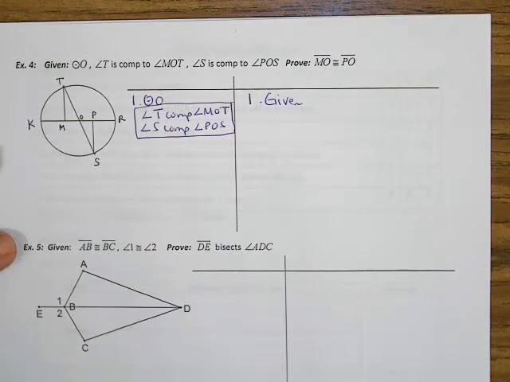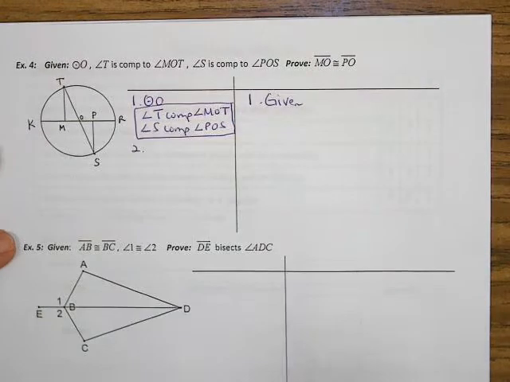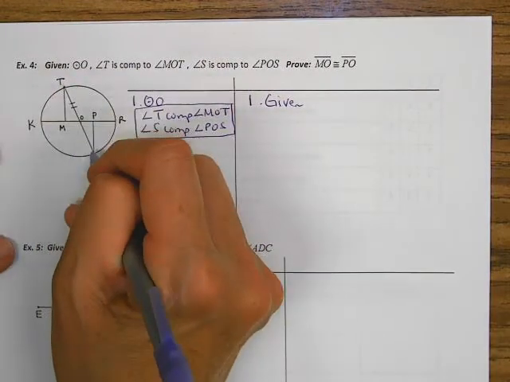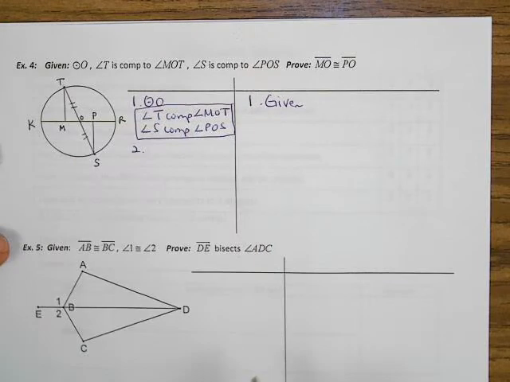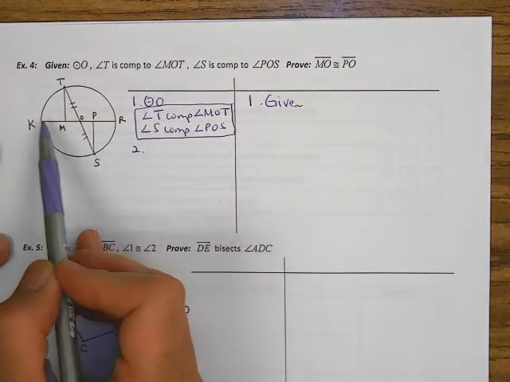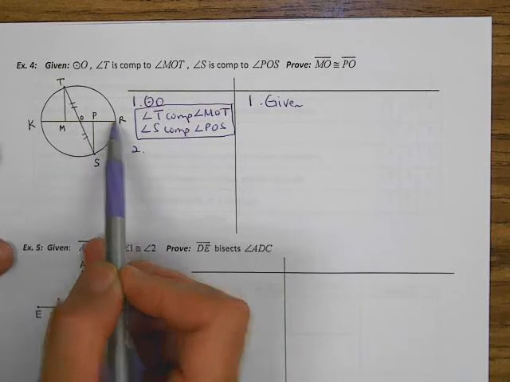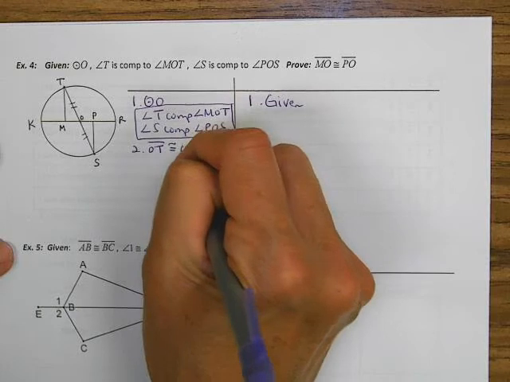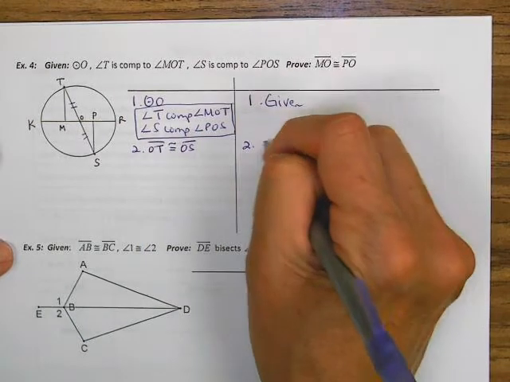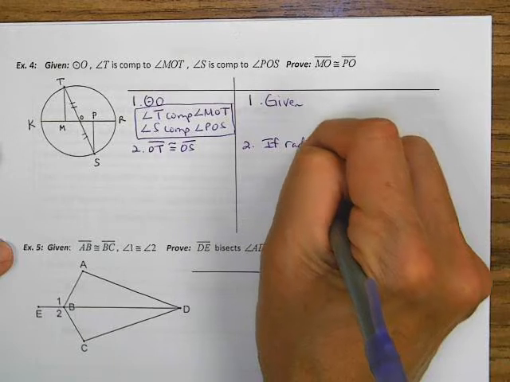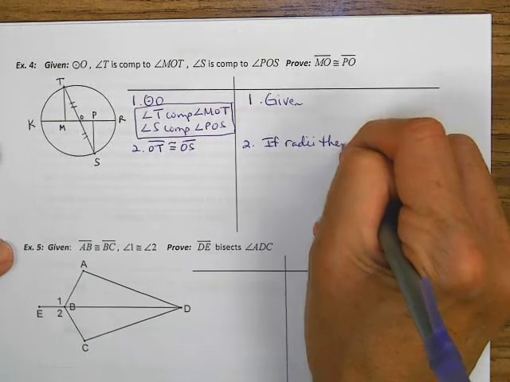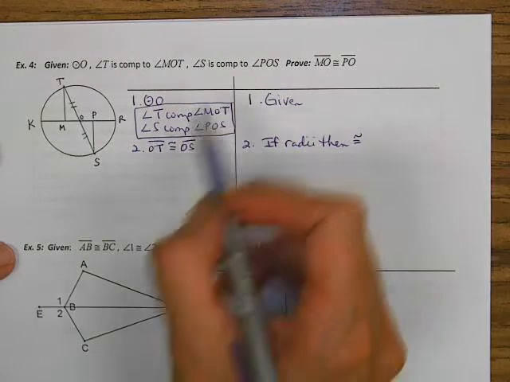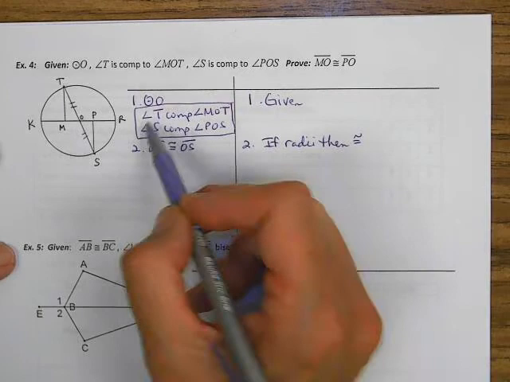I have to carefully look for radii in the picture, right? I see radius O to T. I also see radius O to S. There are actually two other radii in here. There's radius OK and there's radius OR. I don't think I need those yet, so I'm going to leave those off for the moment. But if you put them in there, that is okay too. So if radii, then they are congruent. And I chose those two because they're part of the triangles. Well, that still doesn't help me here in the box, so I'm not sure how to use that yet.